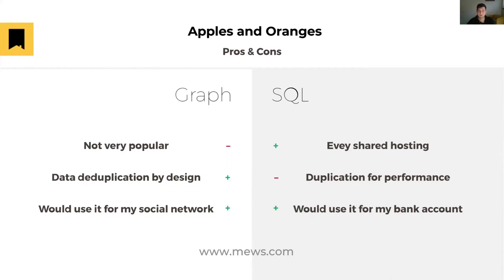It's not very popular. Well, SQL, you can probably find it on any shared hosting whatsoever. Graph database actually provides data deduplication, where you don't have to create several instances of things just to make things faster. You can actually create a single node and it has multiple labels, while in SQL, you have to duplicate data sometimes so that there are no joins. And if you ask me how I would use it, well, I would use graphs in my social network, but I totally would use SQL for my bank account.